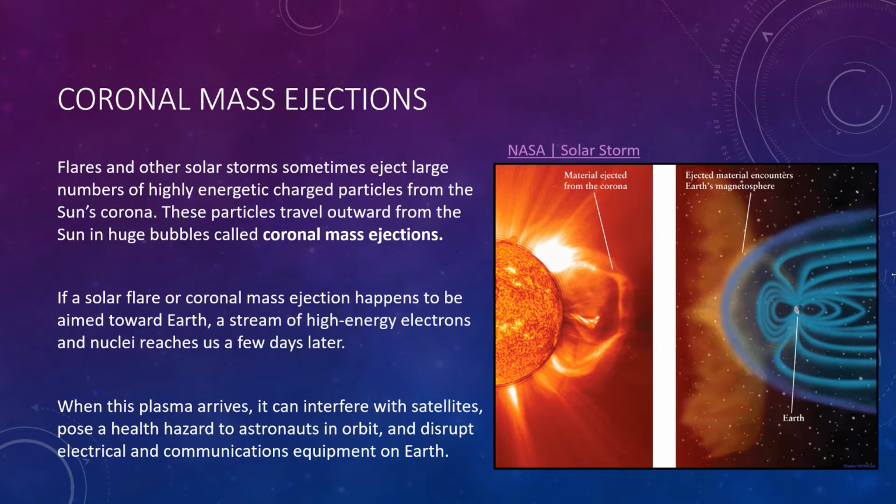Flares and other solar storms sometimes eject large numbers of highly energetic charged particles from the sun's corona. These particles travel outward from the sun in huge bubbles known as coronal mass ejections. The bubbles have strong magnetic fields and can reach Earth in a couple of days if they happen to be aimed in our direction. Once a coronal mass ejection reaches Earth, it can create a geomagnetic storm in Earth's magnetosphere, in other words, within our magnetic field.